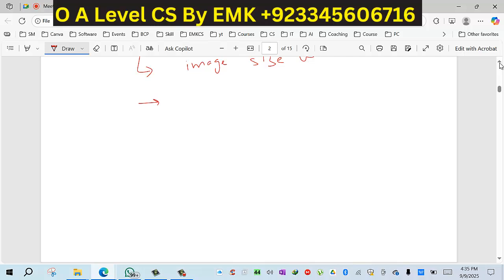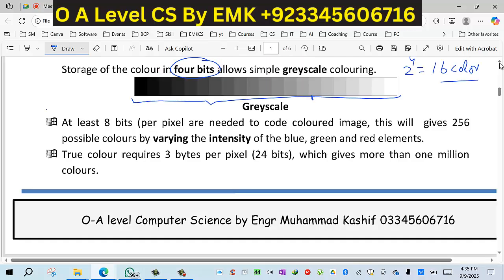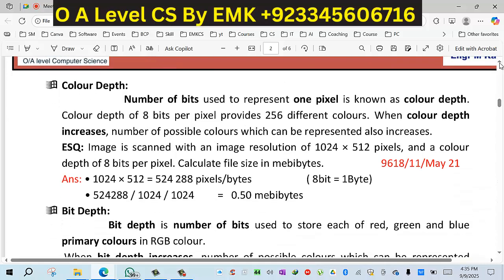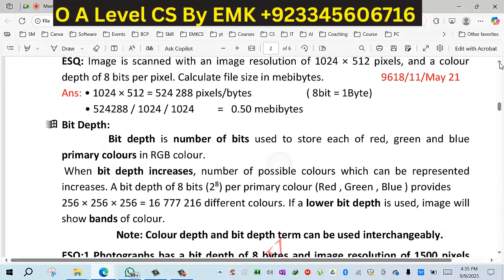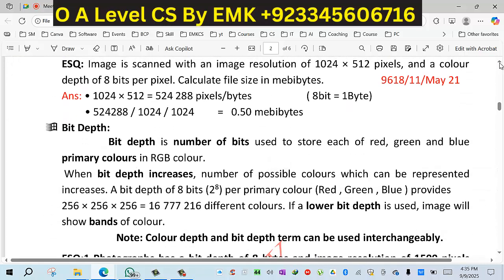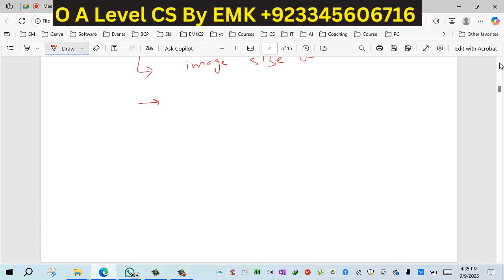Understood? Okay. So let's suppose हमारे पास एक क्वेश्चन है. If we see over here, image is scanned with an image resolution, and a color depth of 8 bits per pixel. Calculate the file size in MB byte. सबसे पहले हम इस एग्जाम स्टाइल क्वेश्चन को सॉल्व करते हैं.